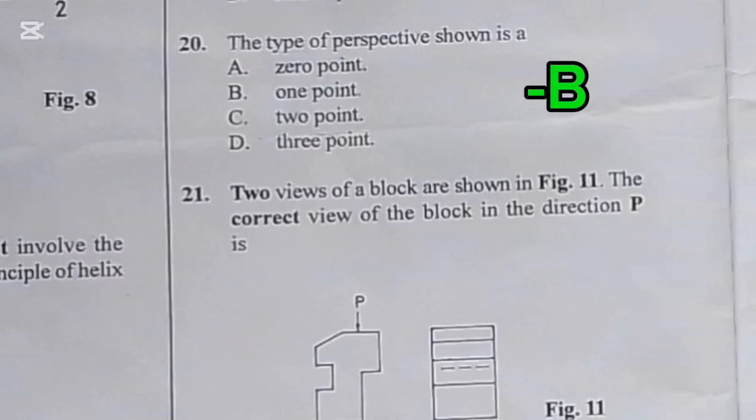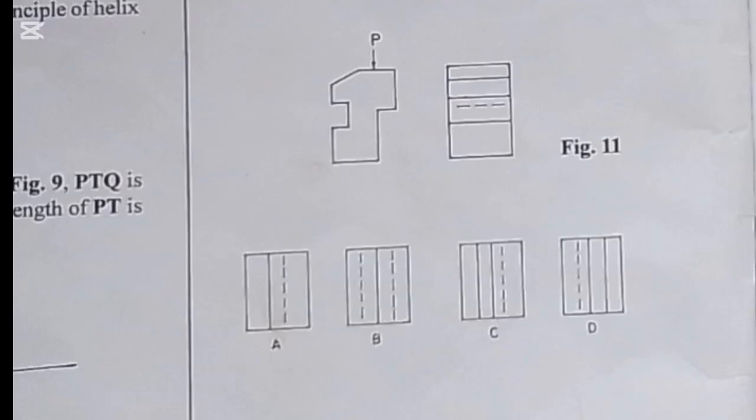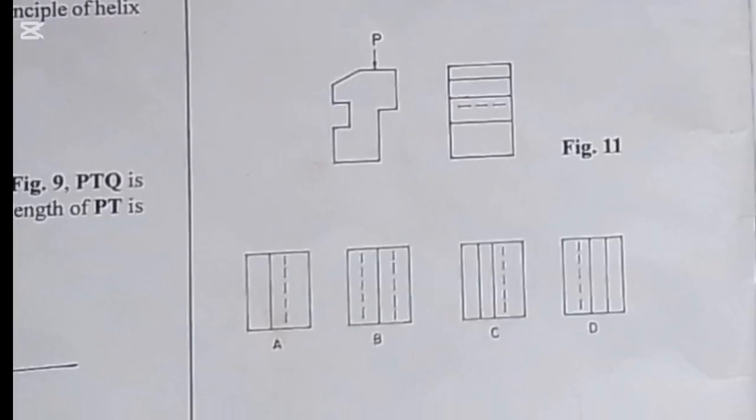Now let's look at question 21. Two views of a block are shown in figure 11. The correct view of the block in the direction P is, now the direction P is the plan. Okay, if we are looking from the top, the view we are going to be getting now is, let's look at it, this side. We are going to be seeing this side, and there's an inner side which we will not see. We'll represent it with a broken line.